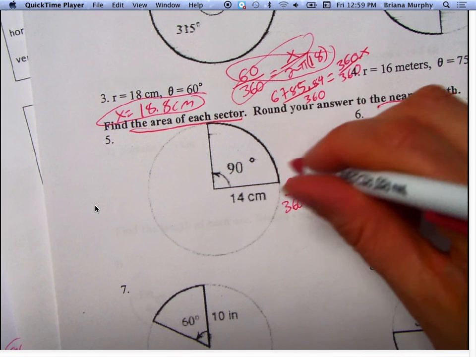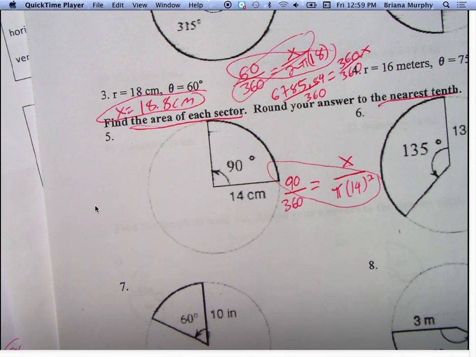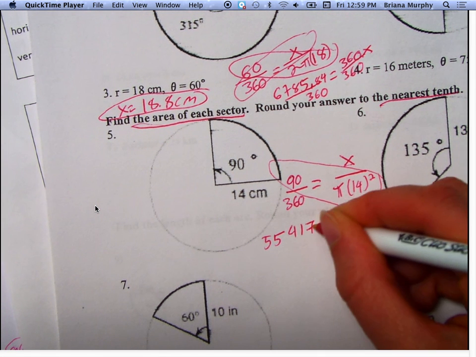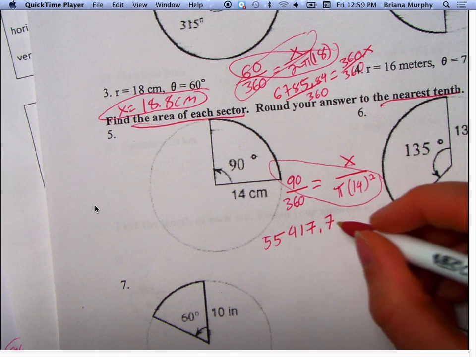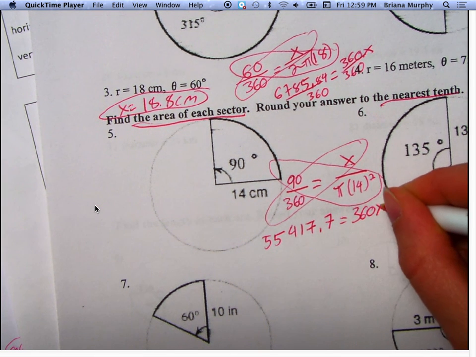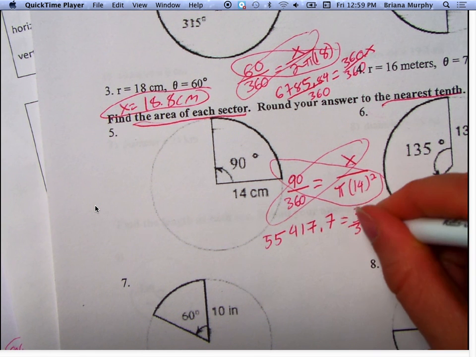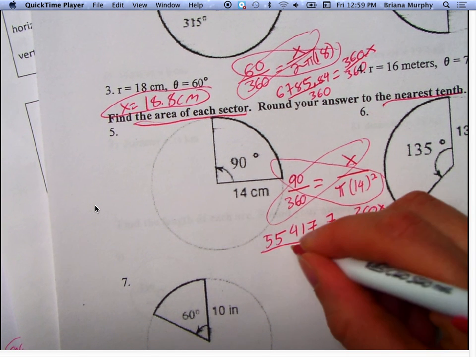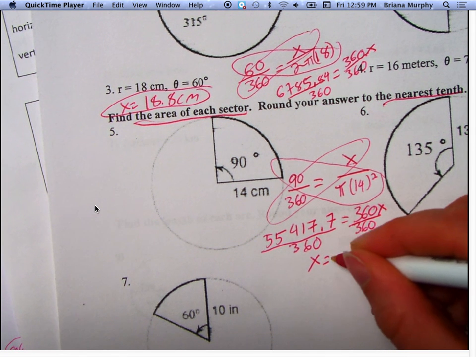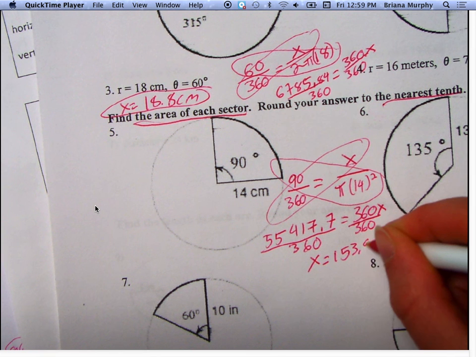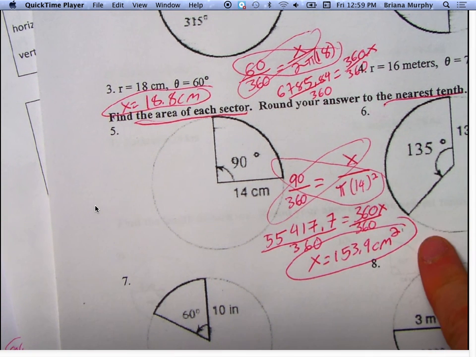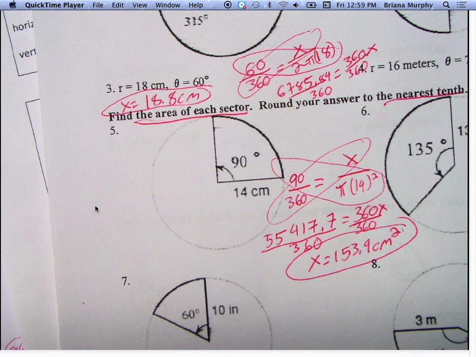Now we're going to cross multiply. 90 times pi 14 squared is 55,417.7 equals 360x. Now I'm going to divide both sides by 360. And so the area equals 153.9 centimeters squared. Don't forget the squared. Okay, when we have area, we should have a squared.